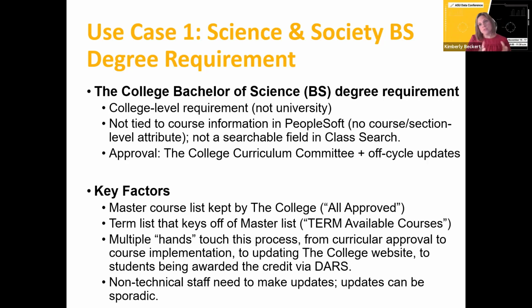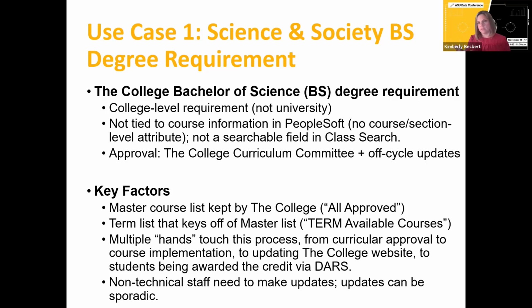And then once the student takes the course, it actually has to be applied, and that happens through DARS encoding. So our DARS encoder has to be up to date as well on what courses are eligible for Science and Society credit. So the point here is it's an external process. We can't hook into university processes on this. Multiple hands touch this process from the curriculum committee all the way through to our DARS encoder.